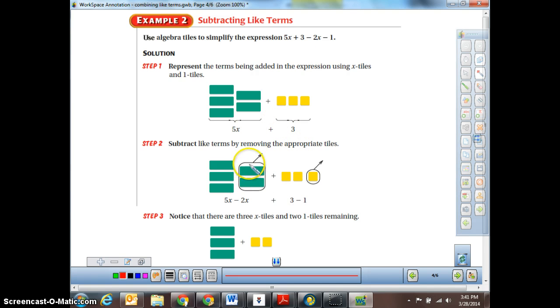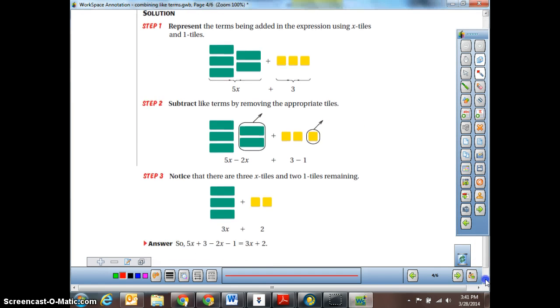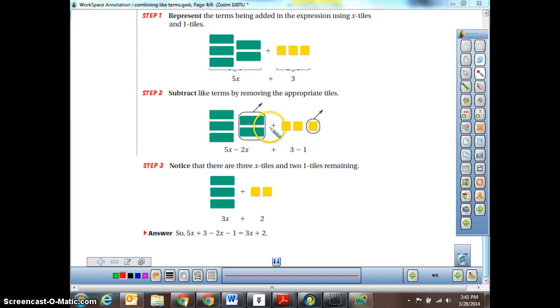So I'm going to take 2 of these x's and get rid of them, and 1 of these numbers and get rid of it. So my simplifying is just by taking away. I'm left, after I take away that 2x and the 1, I'm left with 3x plus 2. So my expression 5x plus 3 minus 2x minus 1, when I evaluate it, when I combine my like terms, I put all of the x's together, all of the numbers together, I'm left with 3x plus 2.